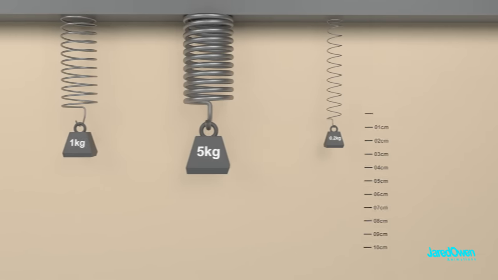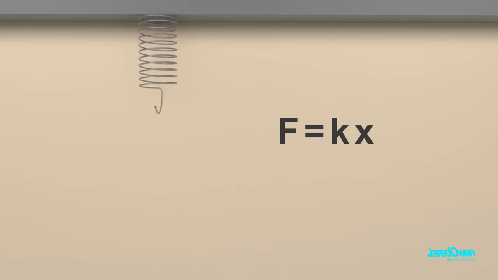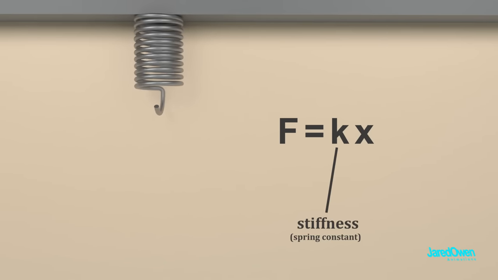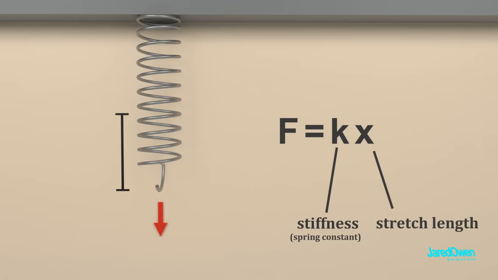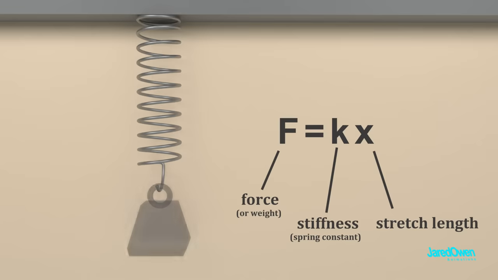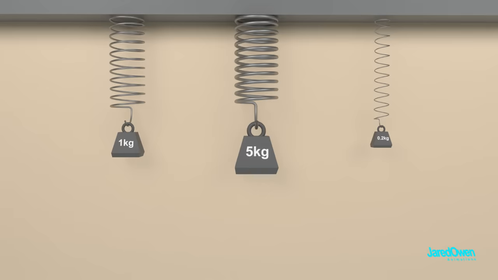When you study Hooke's law in your physics class, you might see an equation like this, F equals kx. The k is how stiff the spring is. X is how far the spring is stretched, which results in a downward force, or how heavy the object must be. Hooke's law only works up to a certain point.